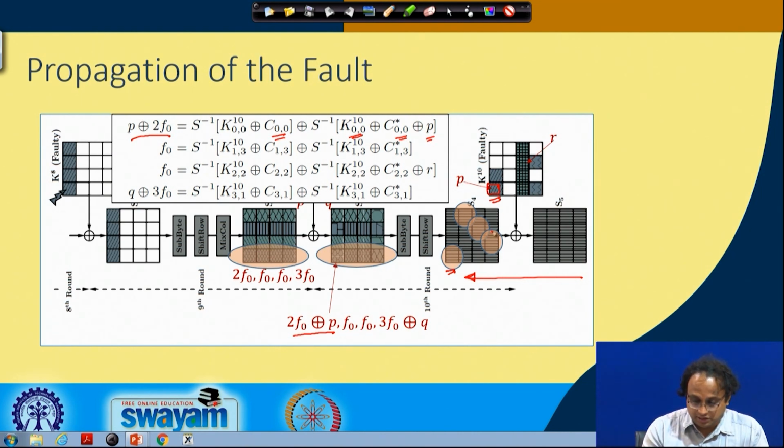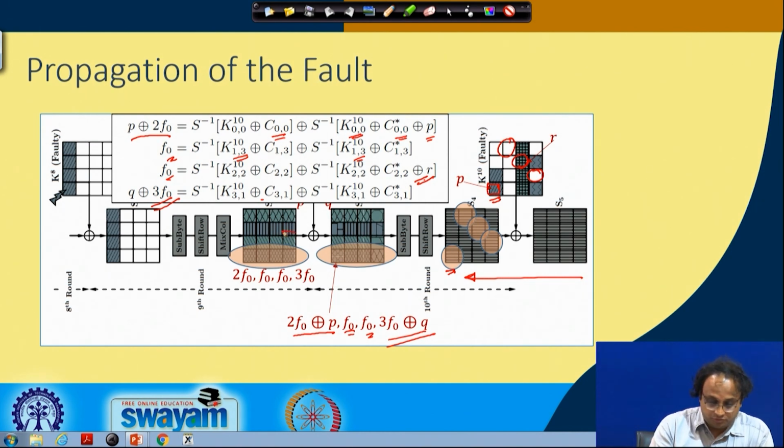Likewise, in this case there is no differential, so in this key both of them are K1310. Whereas if you consider this byte, there is a differential of R, and that is accommodated here in this equation. This gives me my F0 and F0. And here finally, again no differential, but you get 3F0 XOR Q. So you can form an equation of this type. Remember, this is for one key quartet.